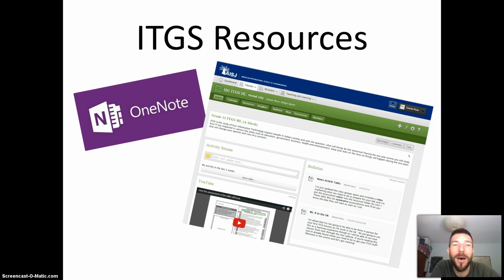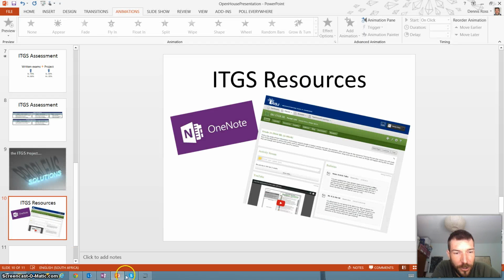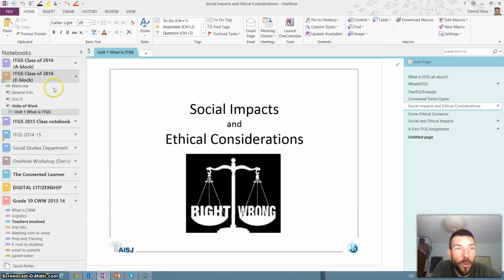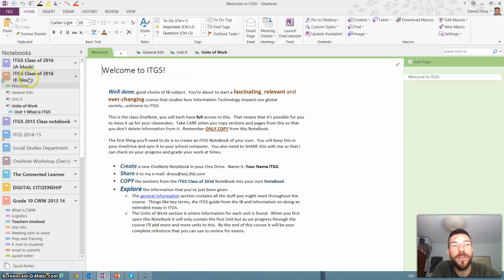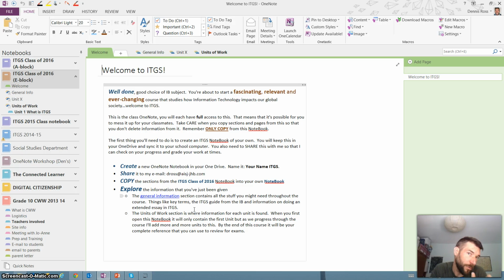Resources wise, OneNote and Finalsite are the main two resources. I just want to show you what I mean by the OneNote. This is the eBlocks class OneNote. So this is shared to all the students. My hope is that they create their own notebook and then they copy through everything that I've given them within this shared one, so that they have their own version of these things.